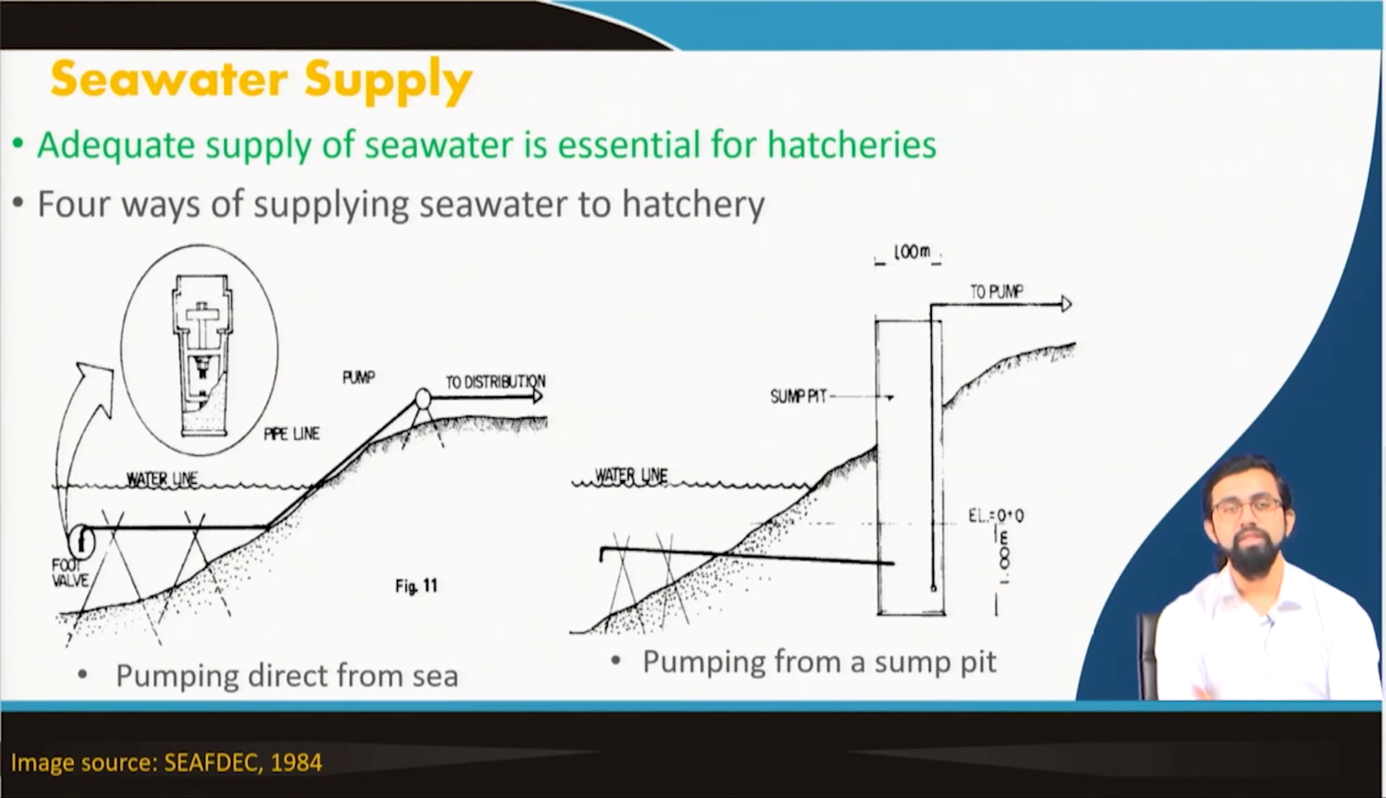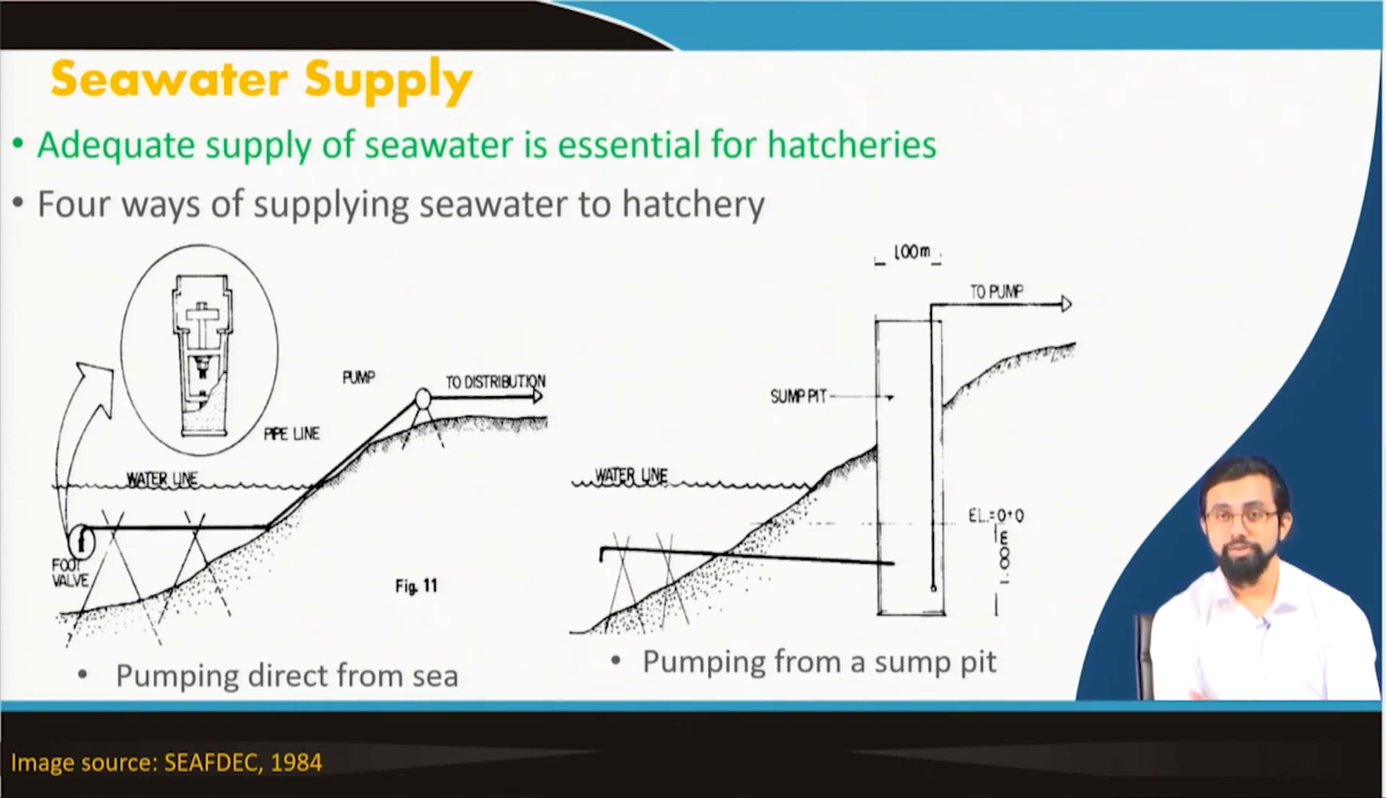Okay. These are the general ways of supplying seawater. First, pumping directly from the sea, where you can see the foot valves with a proper filter mechanism so that it will not be choked very easily. These foot valves lie quite deep in the seawater, and the water intake has to be lower than the lowest low tide level.